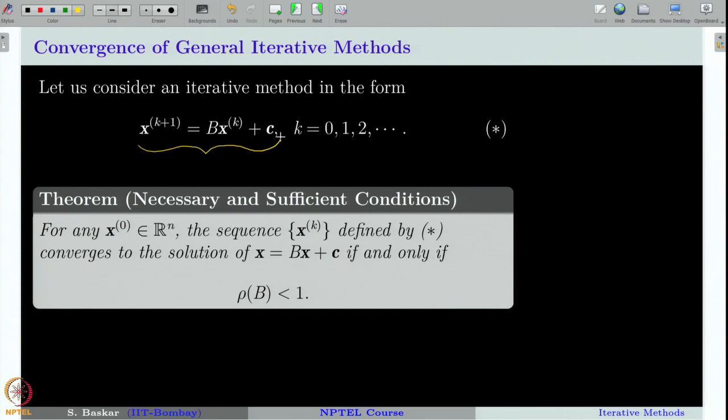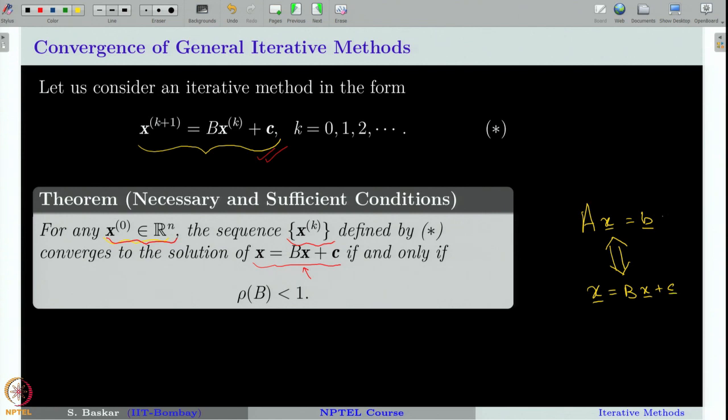What does the theorem say? You take any initial condition, that is more important. The sequence x n generated using this formula converges to the solution x equal to b x plus c. Why are we taking this as the system? Because if you recall, we had A x is equal to b. Generally, we will write this system in the equivalent form as x equal to b x plus c, right.